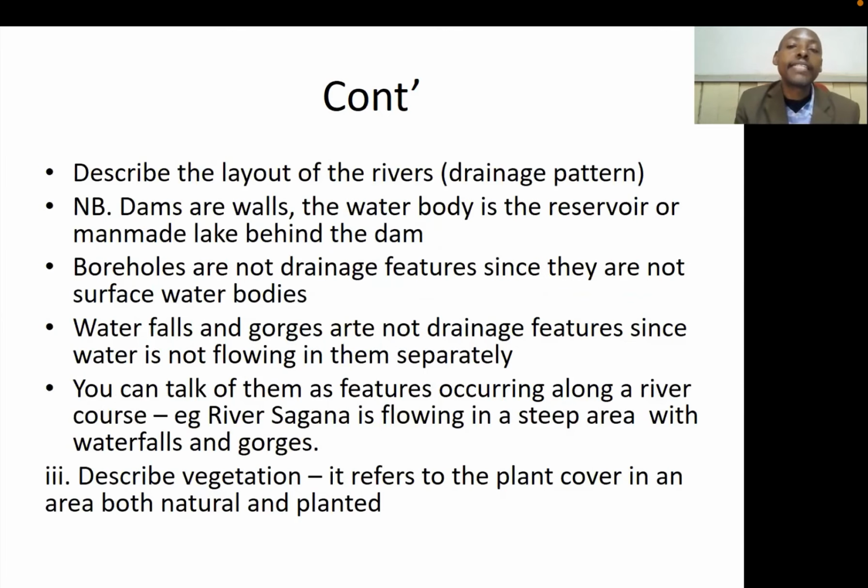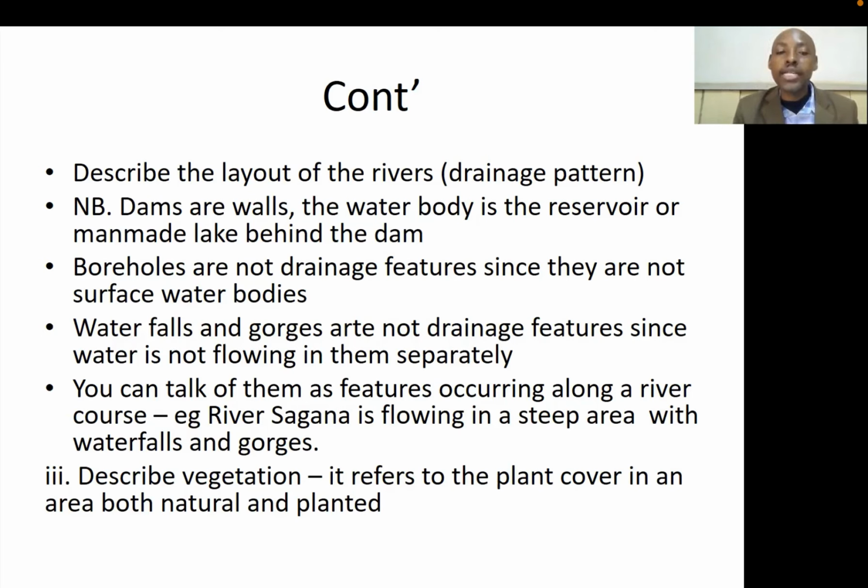Describe the layout of the rivers, that is the drainage pattern. You can single out the main river in the area, like in the Yimbo map. The main river is Yala. You can look at the way streams join River Yala. This one has streams that join it at less than 90 degrees. So that is the trellis drainage pattern. Although we have some that are joining the river at more or less than 90 degrees. So you can say River Yala and its streams form a trellis pattern.